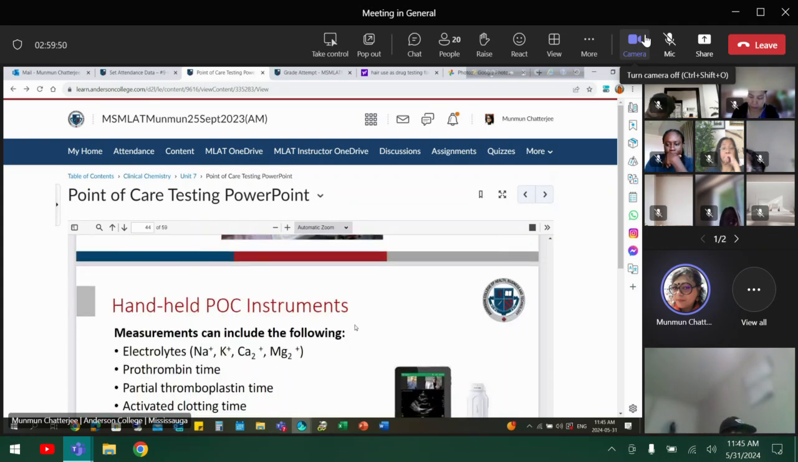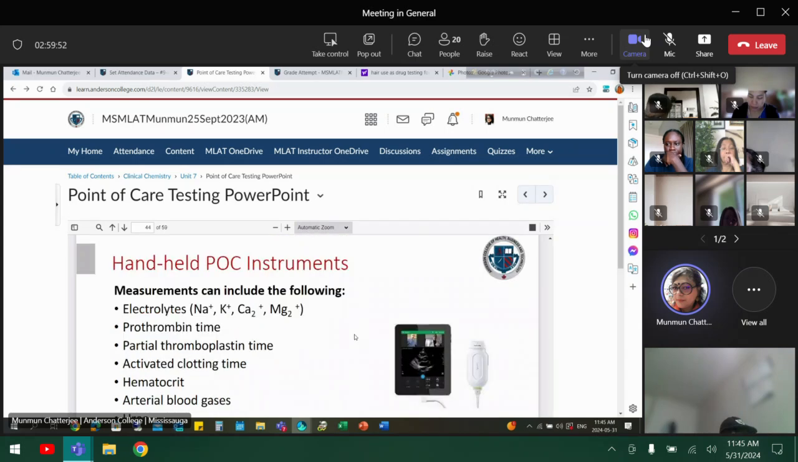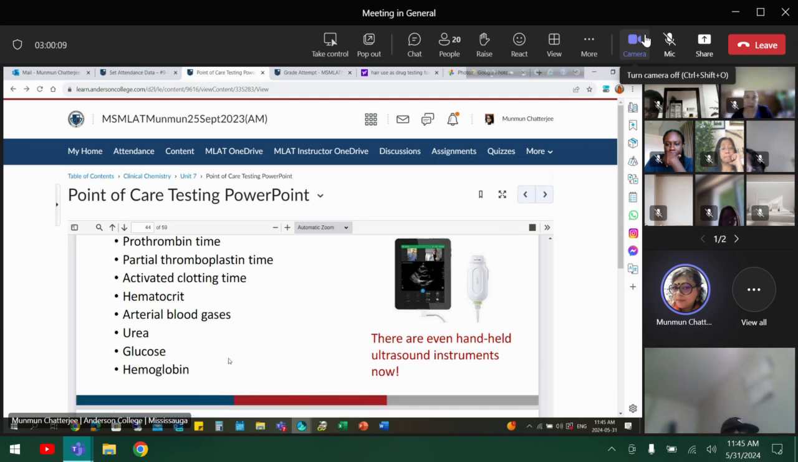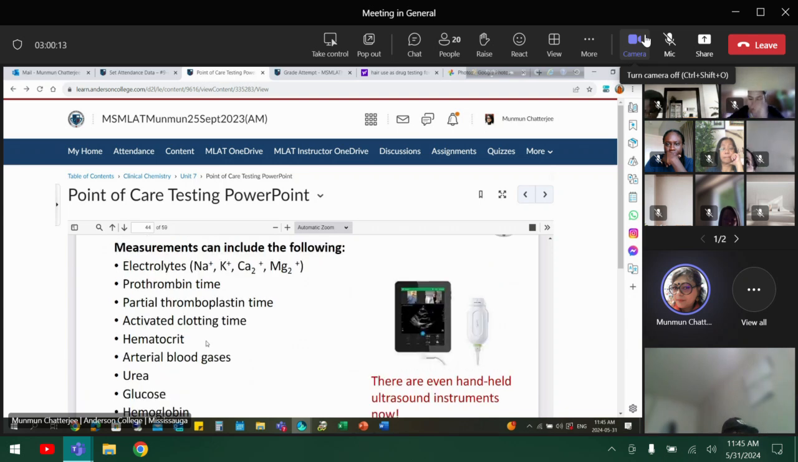Measurements can include the following: electrolytes, sodium, potassium, calcium, magnesium, prothrombin time, PTT, activated clotting time, hematocrit, which you guys did, arterial blood gas, which we don't do, nurses can do it, urea, glucose, hemoglobin. These all types of tests can be done with some small handheld point-of-care testing instrument.